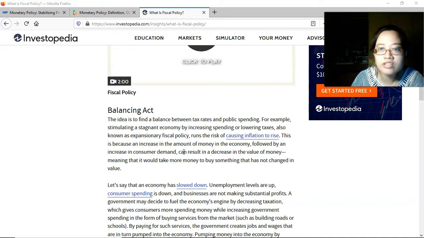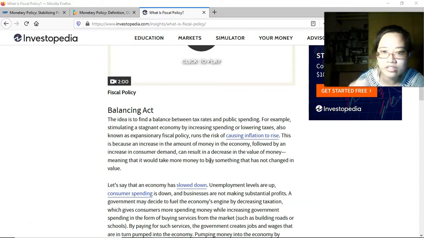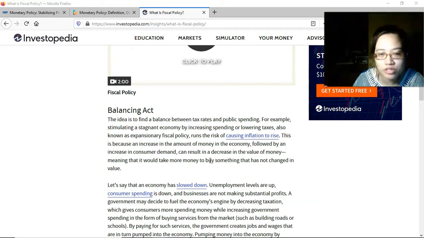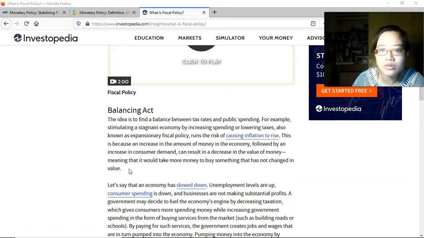This is because an increase in the amount of money in the economy, followed by an increase in consumer demand, can result in a decrease in the value of money, which is the purchasing power. Essentially, the amount of goods and services that you can purchase with a certain amount of money is lesser, right? Essentially, that's what purchasing power means. It would take more money to buy something that has not changed in value.